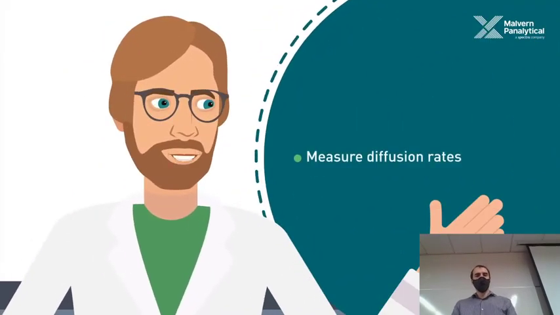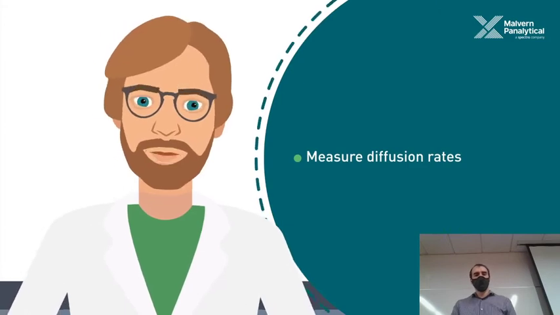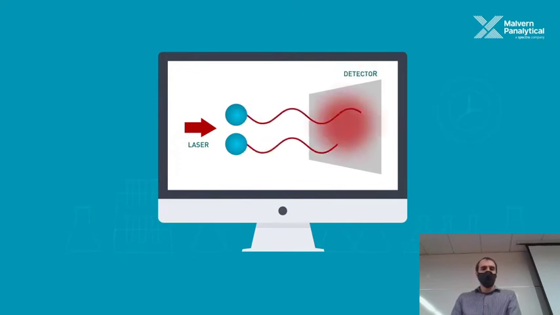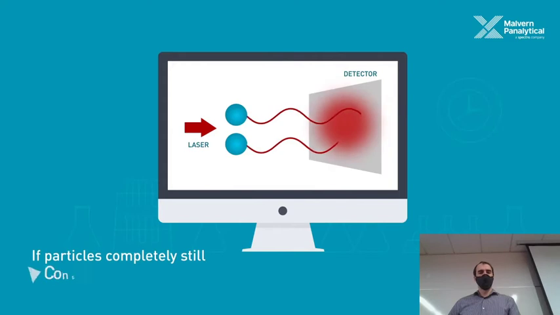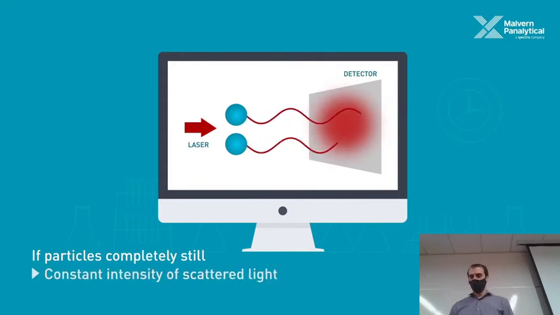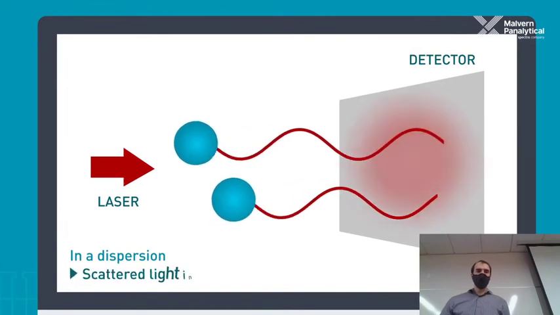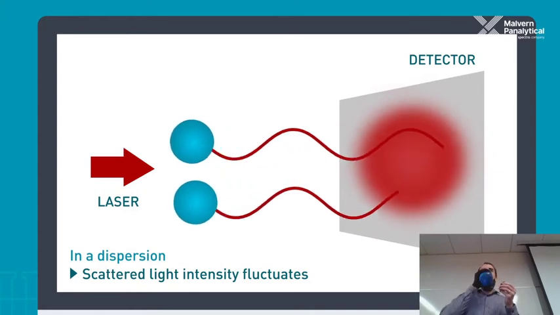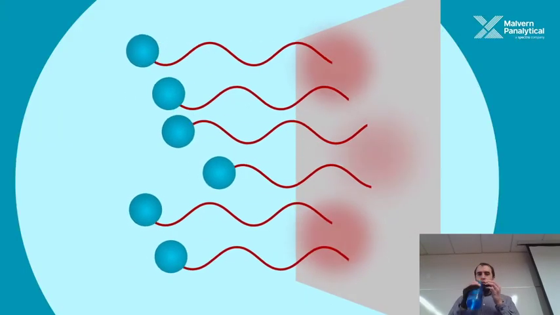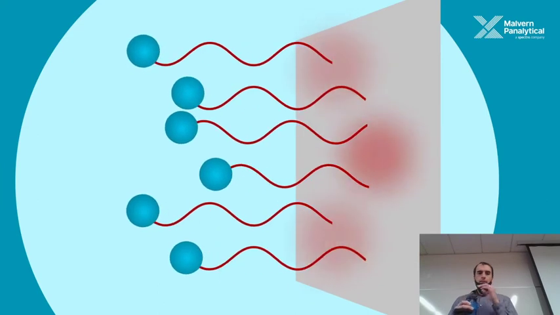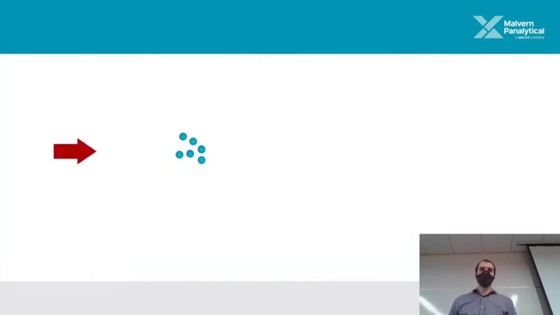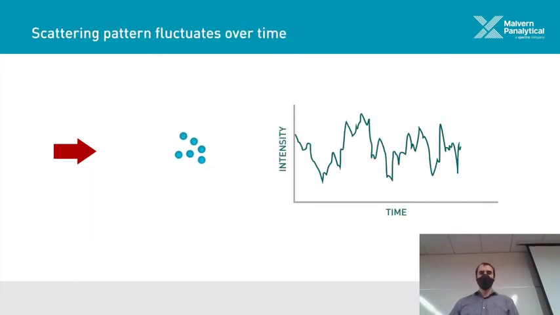So, how do we measure diffusion rates using DLS? Let's take a look. Imagine we illuminate particles with a laser. They'll scatter some of the light that hits them. If these particles were completely still, we'd measure a constant intensity of scattered light. However, in a dispersion, diffusion causes the intensity of light scattered by the particles to fluctuate over time. It's dynamic. The detected light scattered from lots of randomly diffusing particles combines to create a fluctuating intensity signal. The fluctuations are caused by the interference of light scattered by each individual particle. The intensity will change over time as the particles continue to diffuse.